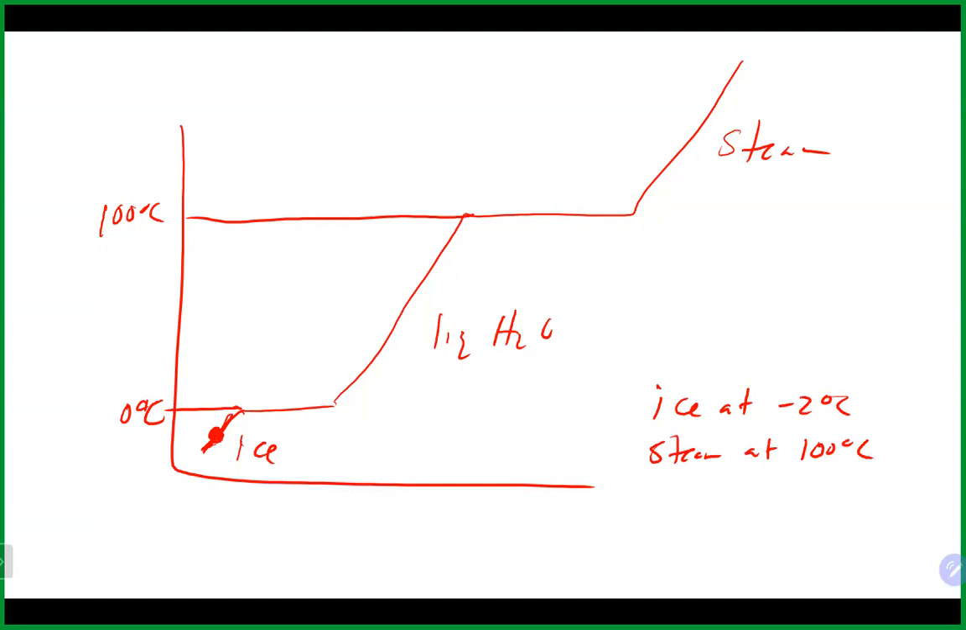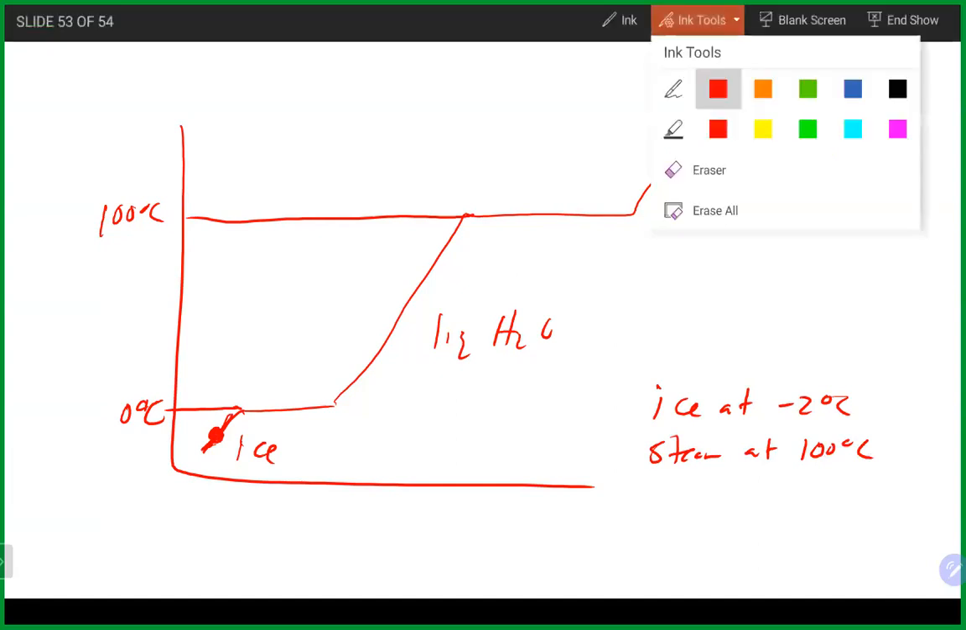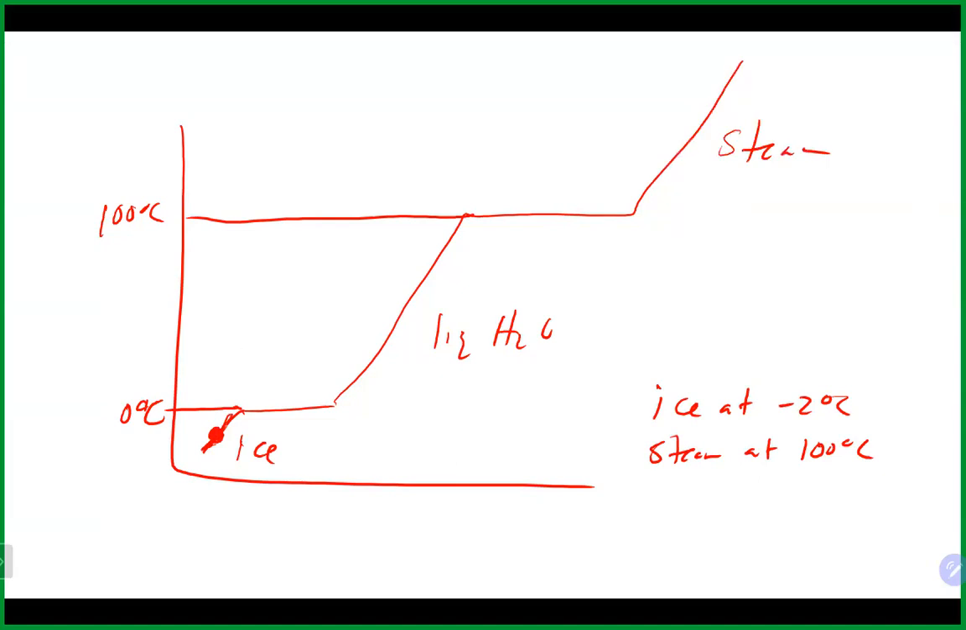It actually happens in several steps. The first step would be to take it from ice at -2 degrees Celsius to ice at 0 degrees Celsius. And that is the same phase, right? That is ice to ice. It's all the same phase, but we're changing the temperature. To calculate the energy, we would use the specific heat equation.